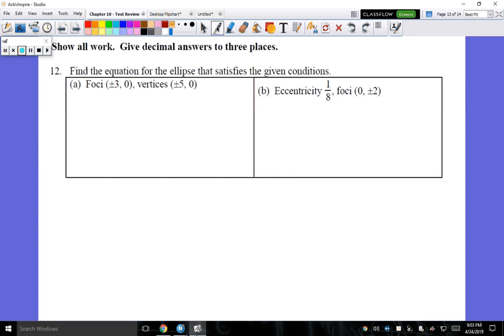Number 12 says find the equation of the ellipse. Okay, so we know that these equations are going to be a fraction plus a fraction where size matters, over 1. And now let's draw a quick sketch.